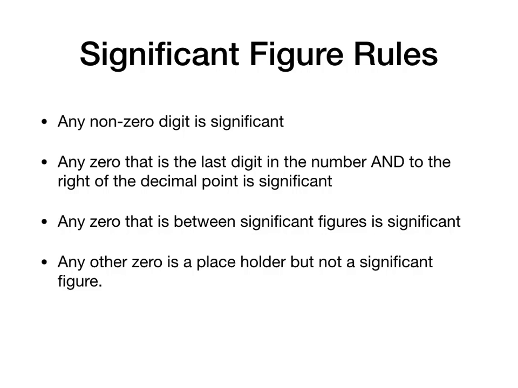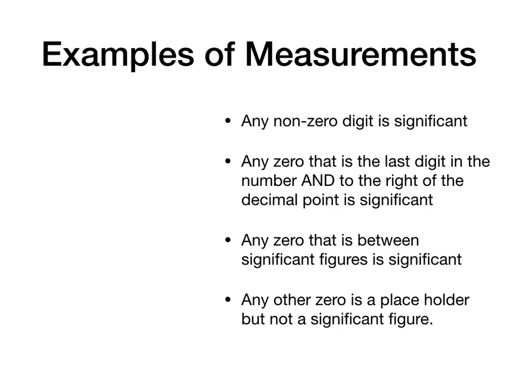It's just a placeholder. Now remember, it's still important. The number 100 has only one significant digit in it, but those two zeros are important. You can't just drop them out. If you leave them out, then you only have 1, and 1 is not the same number as 100. So let's apply these rules to some data.